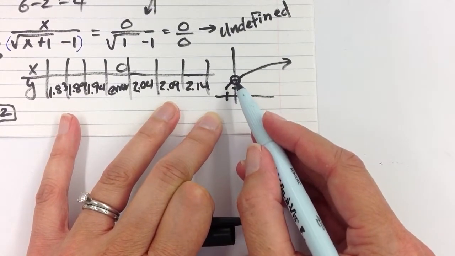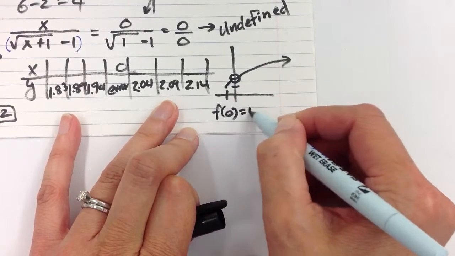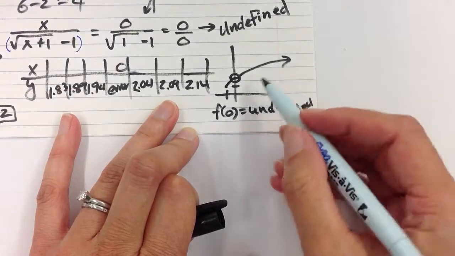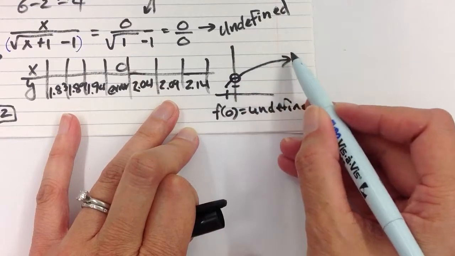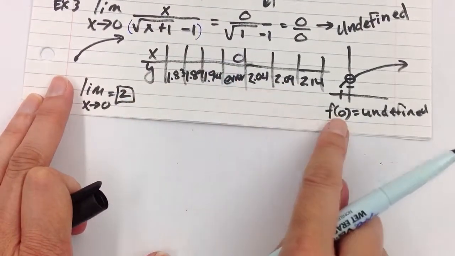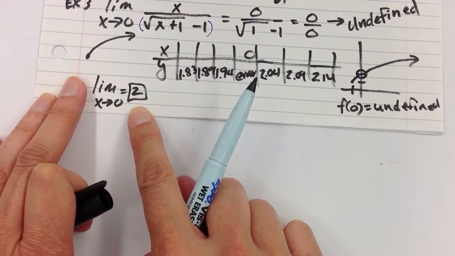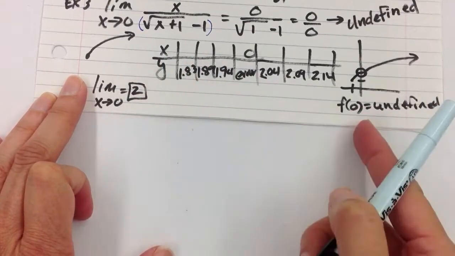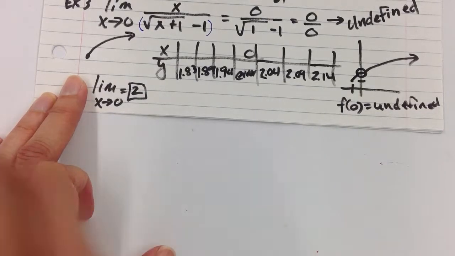So there's no value at 0, right? If we do f of 0, it's undefined. But it does still have a limit. The limit is still 2, because the graph is approaching 2 from the left, and the graph is approaching 2 from the right. So it does still have a limit, even though the value at 0 is undefined. Does that make sense? Okay, that's the big thing. You can still have a limit even though there's no defined value at 0.